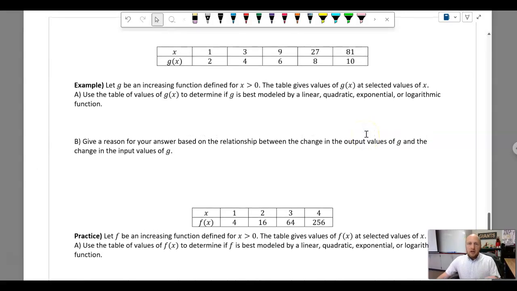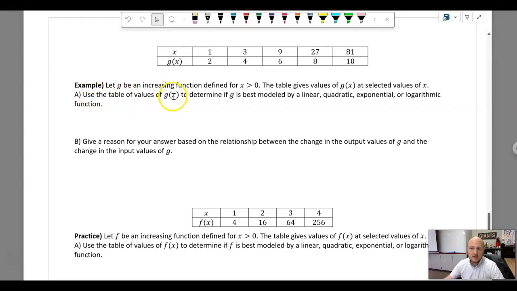Okay. Let's talk about the last idea here in this lesson, which is a fairly common question on the AP exam. You'll see it generally on multiple choice or on FRQ, almost guaranteed. And now we have the full gamut of functions that you're going to see on the AP exam for this question. We're given a table of values, and they say let g be an increasing function defined for x greater than 0. The table of values of g of x at selected values of x.